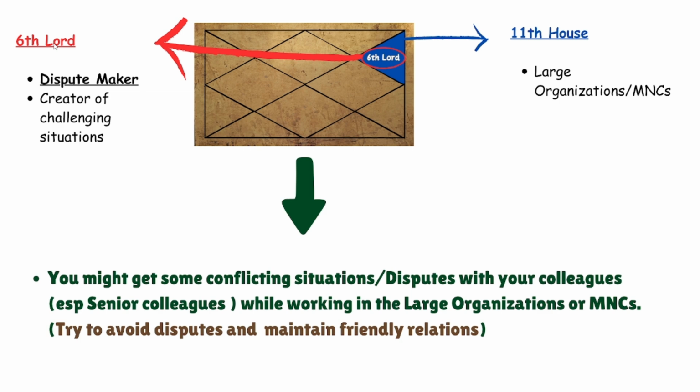So you might get some conflicting situations, disputes with your colleagues, especially your senior colleagues, because the 11th house also shows elder siblings. So you can get disputes with your senior colleagues while working in large organizations or MNCs. So try to maintain friendly relationships, try to avoid disputes as much as possible.